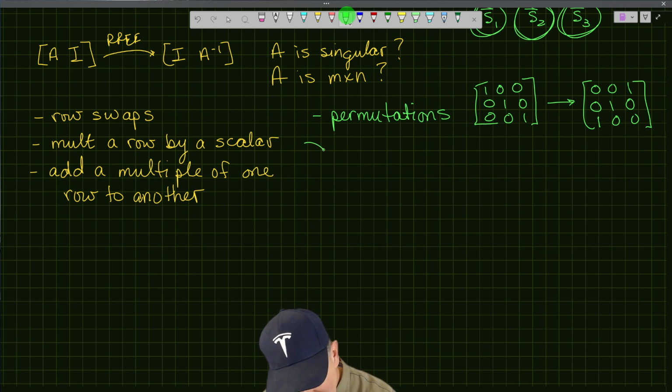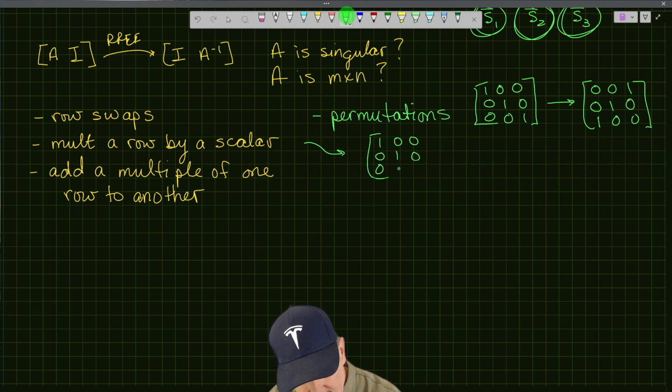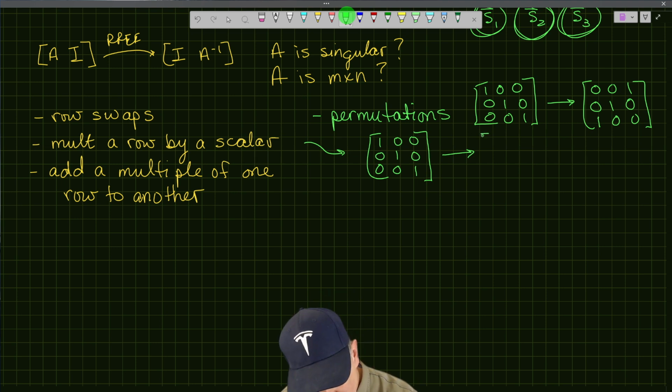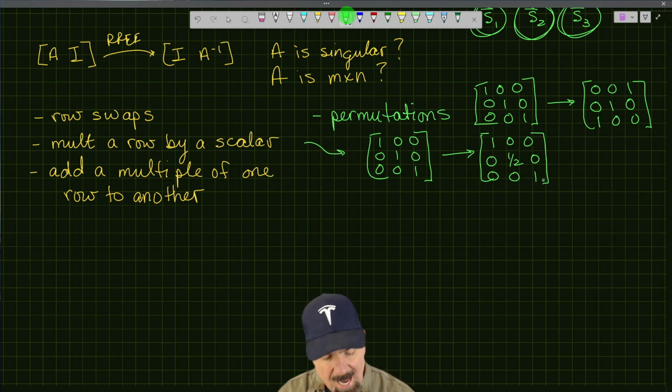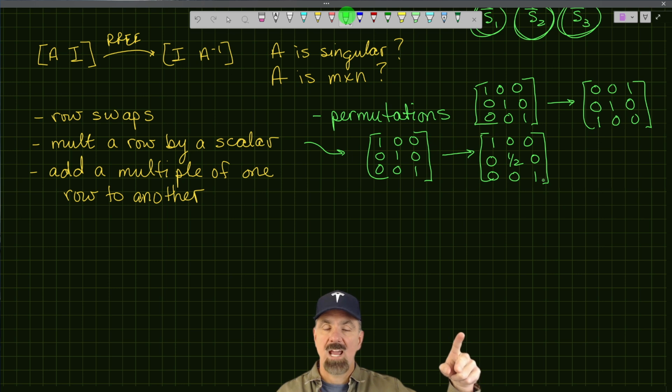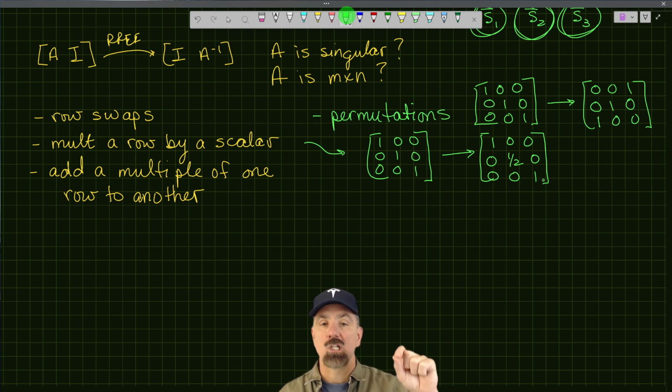What about multiplying by a scalar? I could start with the identity matrix, and then I could change it, and I could multiply, for example, the second row by 1/2. If I multiply the identity matrix's second row by 1/2, I end up with this matrix. And again, if I left multiply by that matrix, when I sweep through, the second row is going to be multiplied by 1/2. The thing that I want to do for row operations is the thing that I actually do to the identity matrix before I left multiply by it.